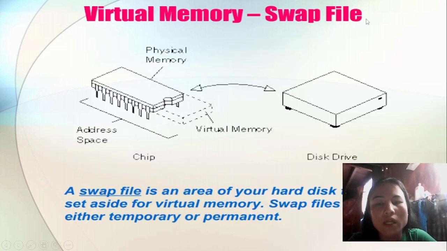Virtual memory swap file. So this is the example: physical memory, address space, virtual memory, chip, and desktop. A swap file is an area of your hard disk that is set aside for virtual memory. Swap files can be either temporary or permanent.